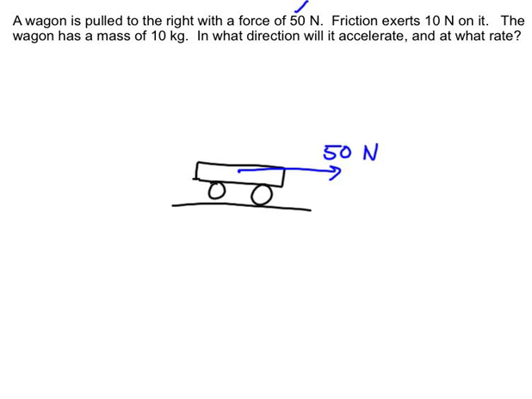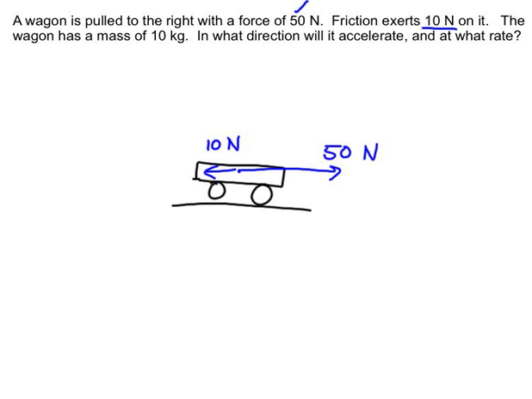Now friction exerts 10 newtons on it. So you have to ask yourself, what direction is friction going to pull this wagon? And friction always acts against the direction of motion. So if this wagon is going to be pulled right, friction is going to act to the left. I'm going to draw a slightly smaller arrow because it's a smaller force. So there's 10 newtons to the left.